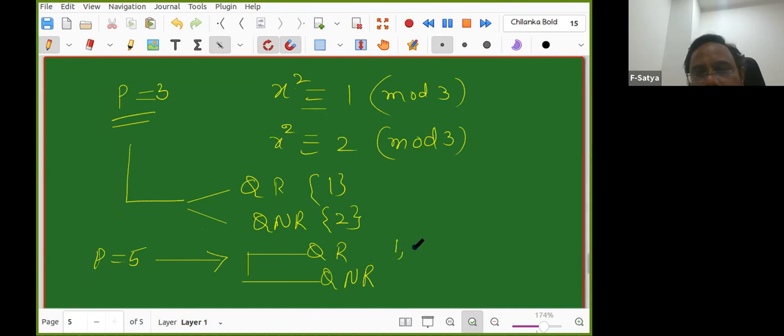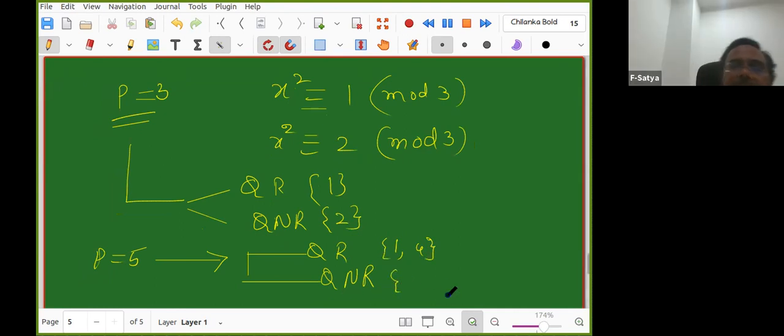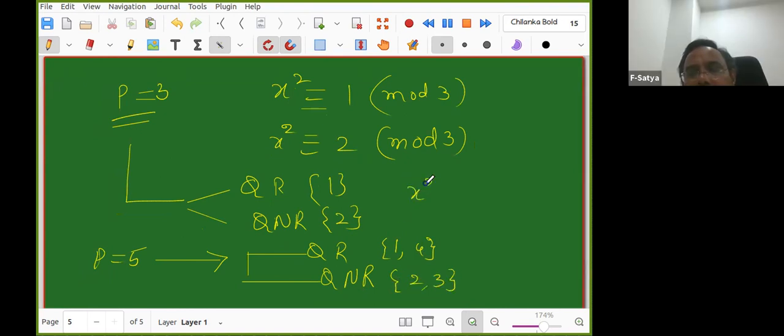Very good. One will come. 1, 4. That's it. What about these, 2, 3? You can check that 2 cannot satisfy. You can check x square is congruent to 2 modulo 5. I request you to check, you will realize it does not have a solution. 1 square is not congruent to 2 modulo 5. 2 square is not congruent to 2 modulo 5. 3 square, 9, 9 minus 2 is not divisible by 5. So 2 and 3 both are quadratic non-residues.